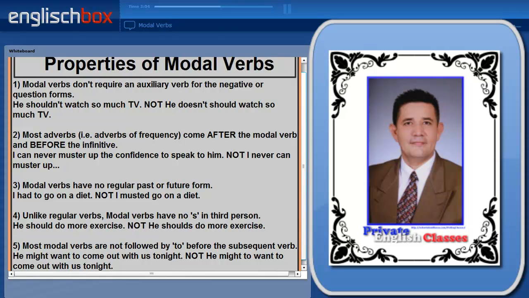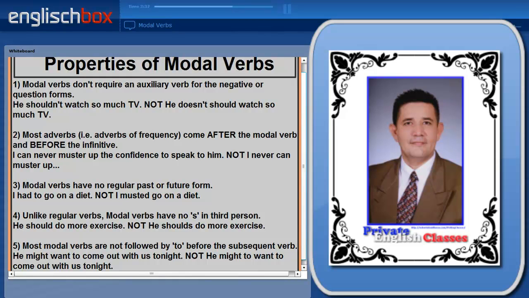Number two, most adverbs come after the modal verb and not before. So you would say, I can never muster up the confidence to speak to him, and not, I never can. Number three, modal verbs have no regular past or future form. So you would say, I had to go on a diet, and not, I musted. Similarly, the past form of can is could, and the future form of can is I will be able to.